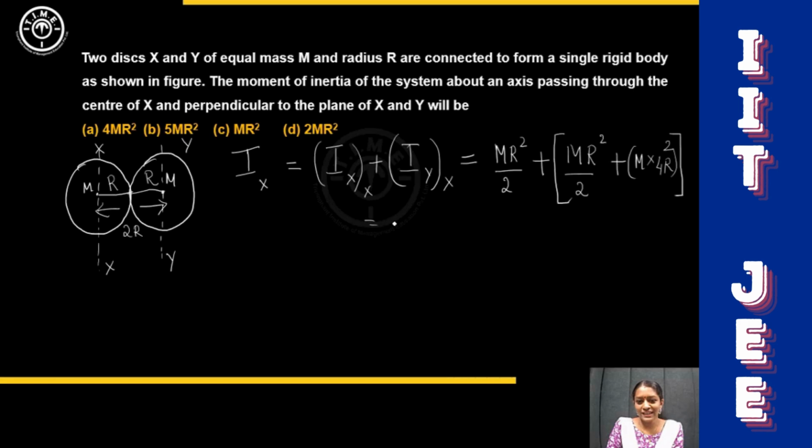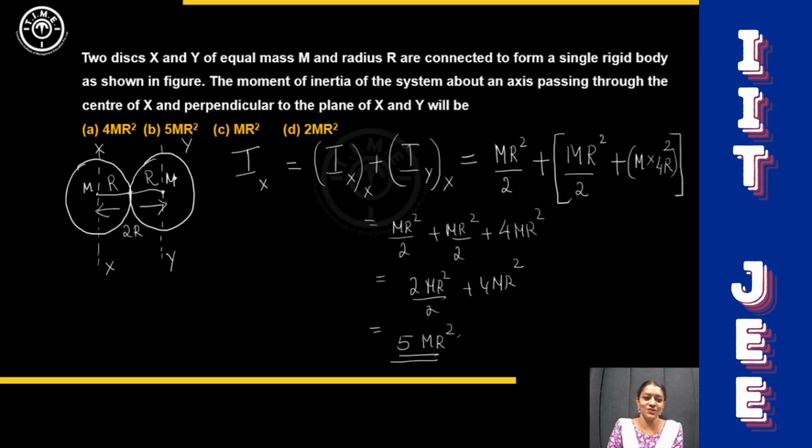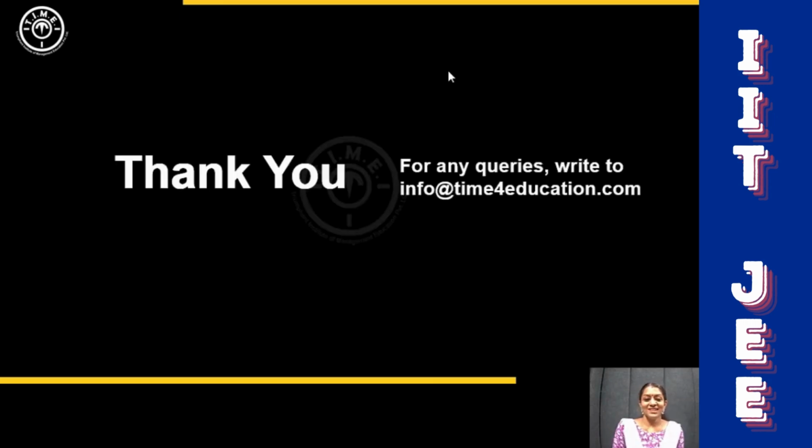So what you are finally getting is mr square by 2 plus mr square by 2 plus 4mr square, right? So you will get here 2mr square by 2 plus 4mr square. That means mr square plus 4mr square. So the final answer for this question is 5mr square, which is there in option B. Clear? So that is all in this session.